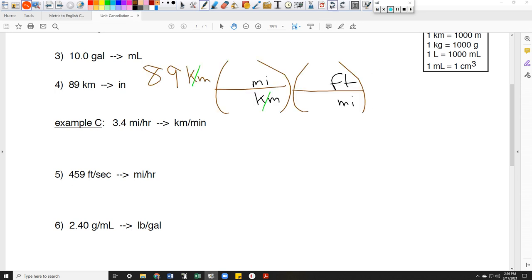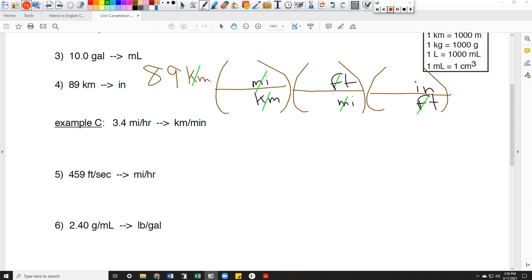That's not the right button. Let's try this again. Okay. So my next question is, what just got canceled? Miles got canceled. I can drop feet in. And then now, even though this is not on there, can you go from feet to inches? Yes, you should know that one. That's one you've known your entire life. That cancels my feet. I'm left in inches. So it just happened to take me three steps to get there.